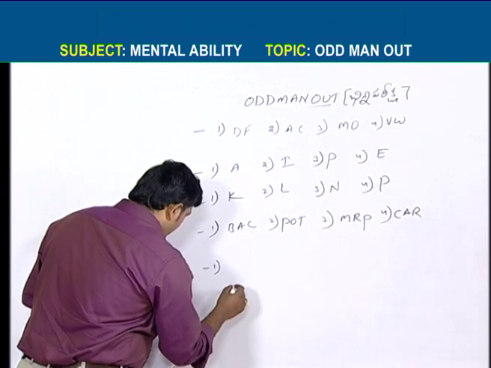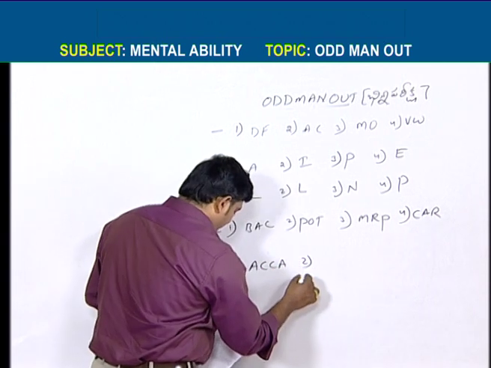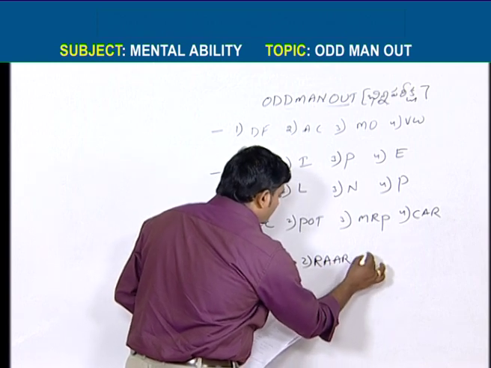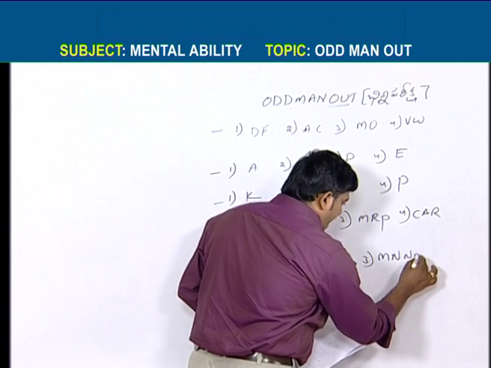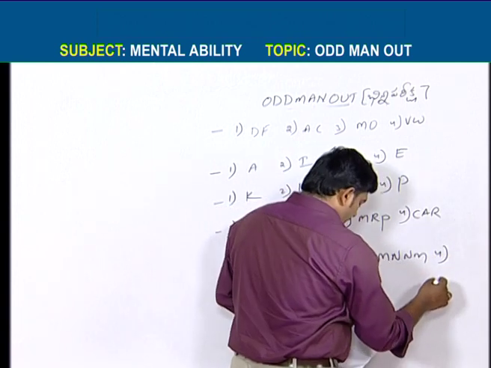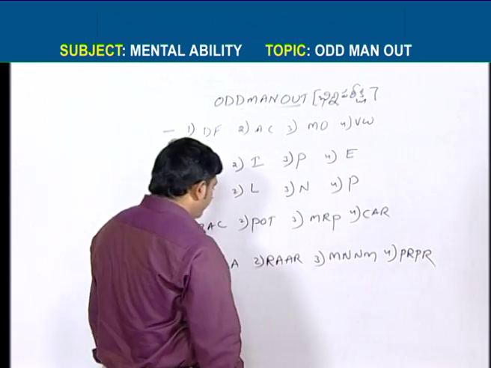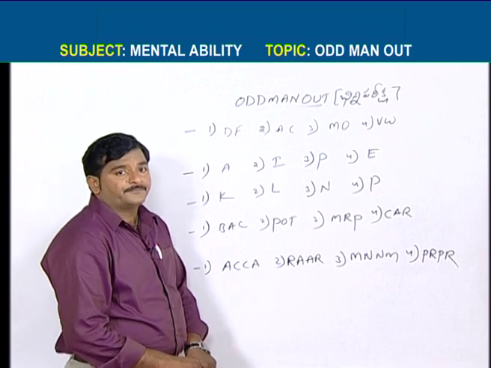Now the next question. In next question, first option is ACCA. Second option RAAR. Third option MNNM. Fourth option PRPR. Okay. So now we'll focus on these questions.